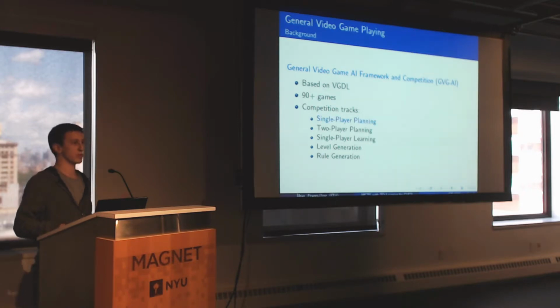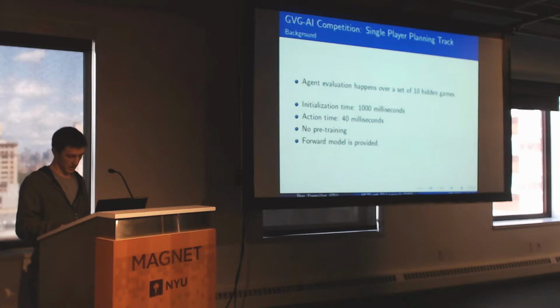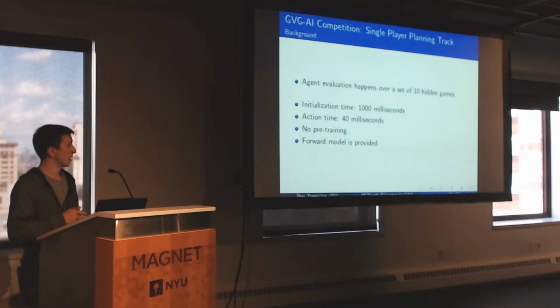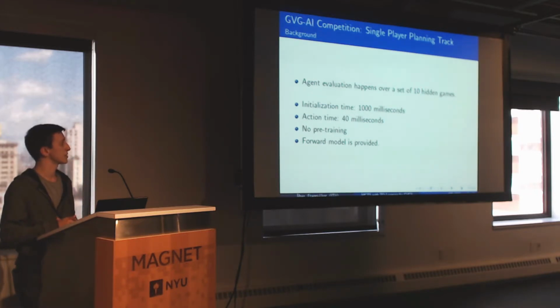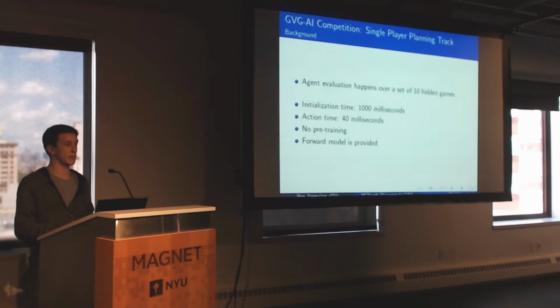The main focus of this research is the single player planning track, and I'll talk about it. In this track, you need to design an agent, and it will get evaluated on a set of 5 hidden games. At the start of every game, you get 1 second to initialize your controller, then you get 40 milliseconds at every game step to decide on an action. You can train your controller previously, and between every game, your controller is reset, so you can't share knowledge between games. However, a forward model is provided, therefore you can plan ahead.